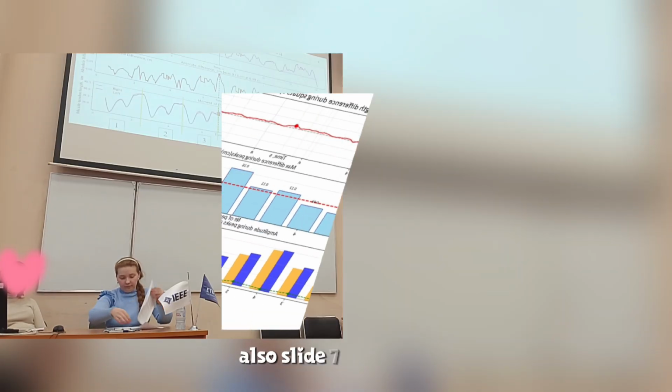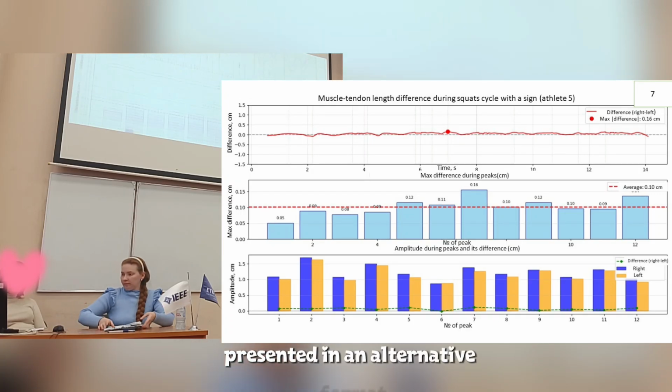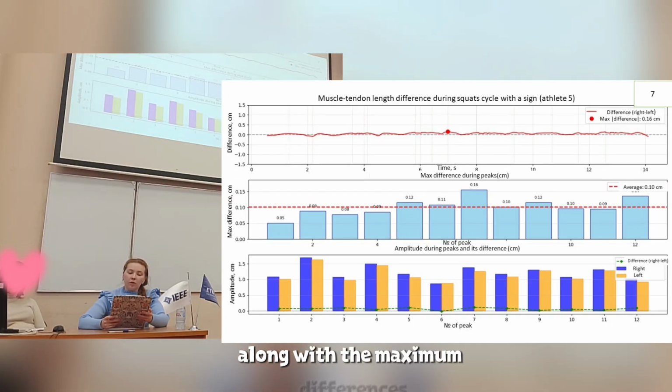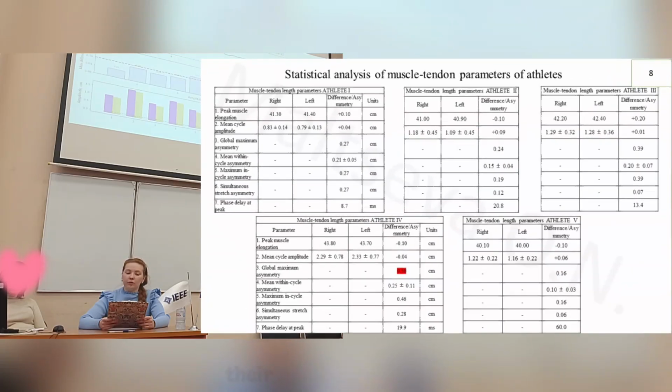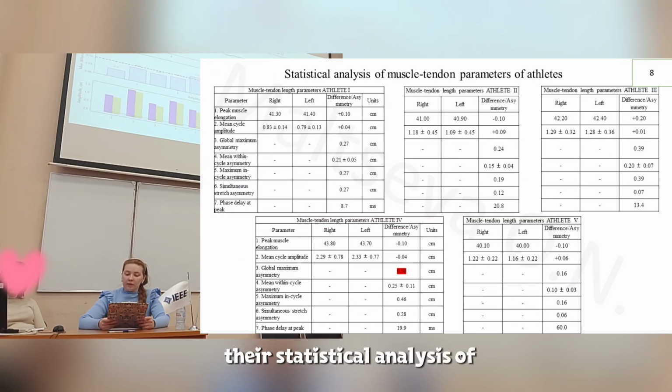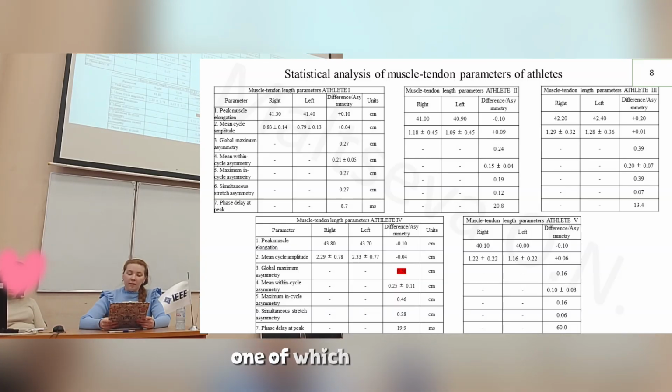Also, slide 7 featured the differences presented in an alternative format along with the maximum differences recorded for each peak during the exercise cycle, 12 peaks in total. Slide 8 presents the statistical analysis of muscle tendon parameters for the athletes, including 7 asymmetry metrics, one of which is the phase delay at peak.